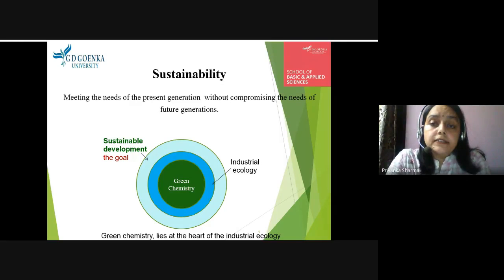So if we want to attain the goal of sustainability, then we have to look for green chemistry, which is the integral part of industrial ecology and which can attain the goal of sustainable development. Industrial ecology covers the various stages of the production of goods and services which can interfere with the natural resources. For sustainable development, all the chemical manufacturing units, the research laboratories, and the academic institutions should follow the principles governed by green chemistry.